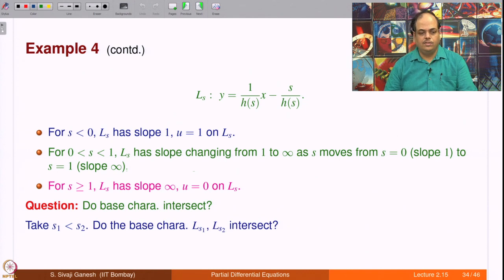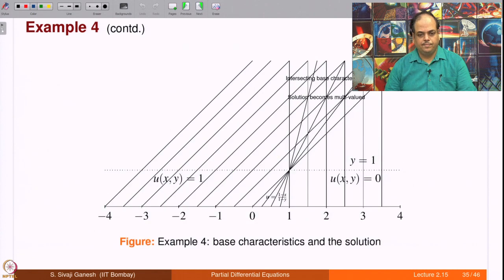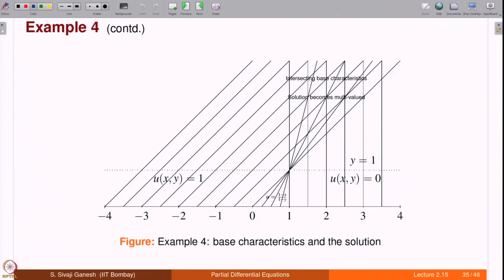So, take s1 less than s2. Do the base characteristics L_s1 and L_s2 intersect? So, this is the picture. Here these are all lines parallel to y equal to x.